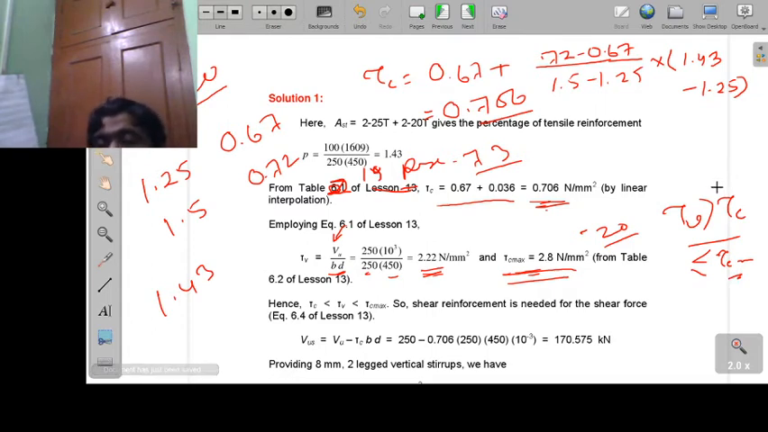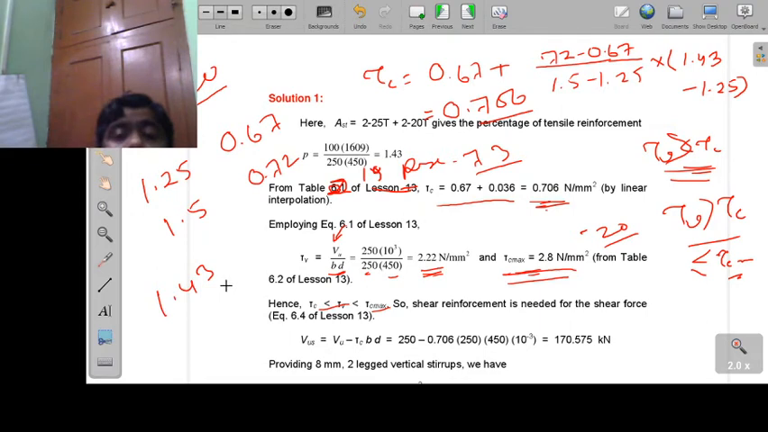So if tau v is greater than tau c, what we have to do? Do I need to provide shear reinforcement or not? Yes, because the code book says that when tau v is less than tau c, the main reinforcement is enough. We don't need to provide any shear reinforcement, but still we will be providing the minimum shear reinforcement. But whenever tau v is greater than tau c, we must design the shear reinforcement. That's what you can see here. Here tau v is greater than tau c, so shear reinforcement is to be provided.